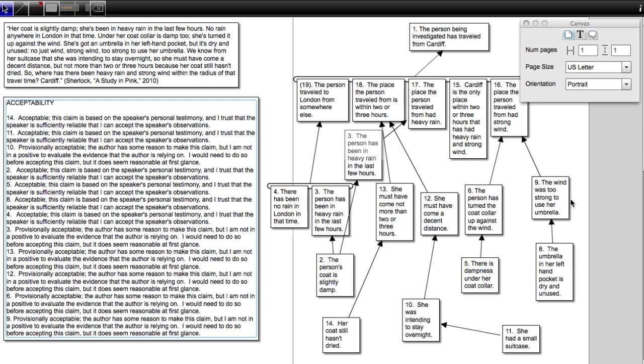Okay, so I've gone all the way across here. Let's go up to 3. Same thing. The person's been in heavy rain. That isn't a direct observation. That's based on some evidence. So I'm going to provisionally accept that.